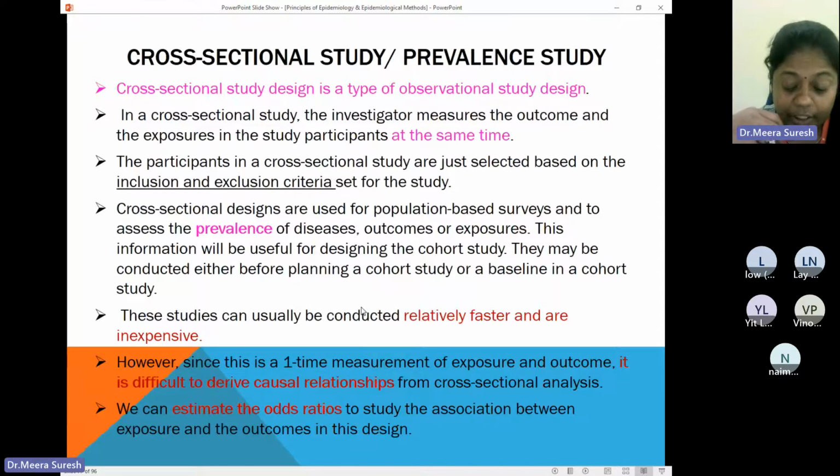So that question will give you a number. That number is actually the prevalence. How many cases of child abuse exist? That gives the prevalence. So another name for cross-sectional study is prevalence study.